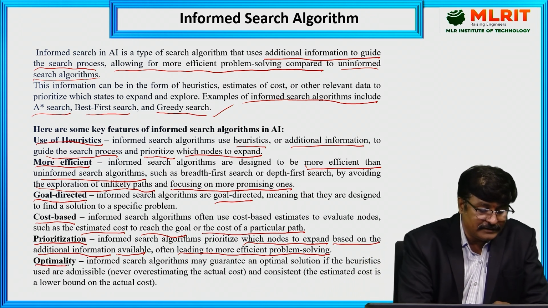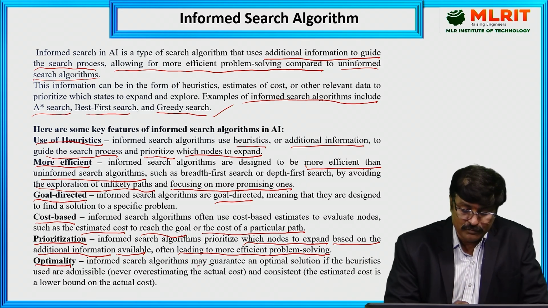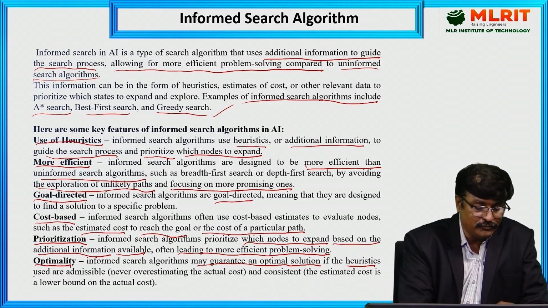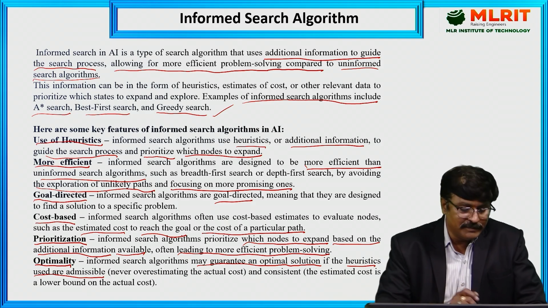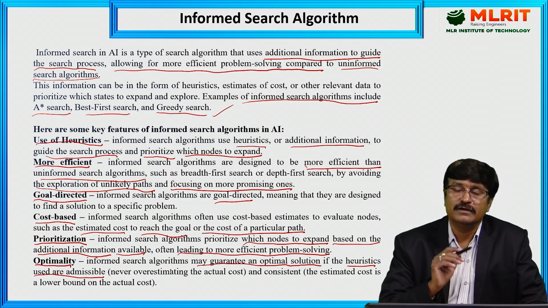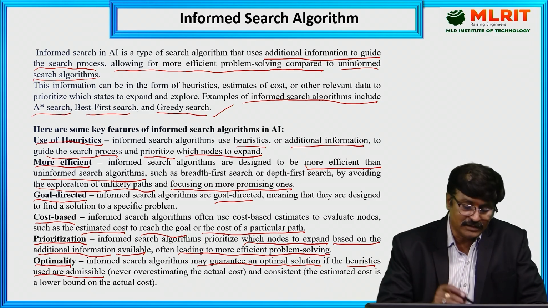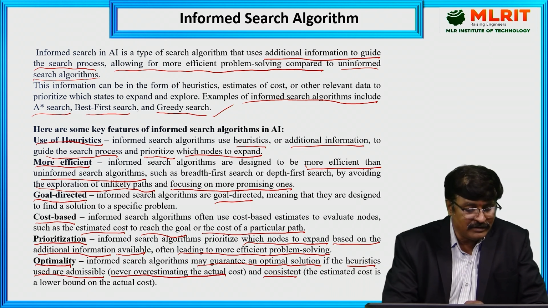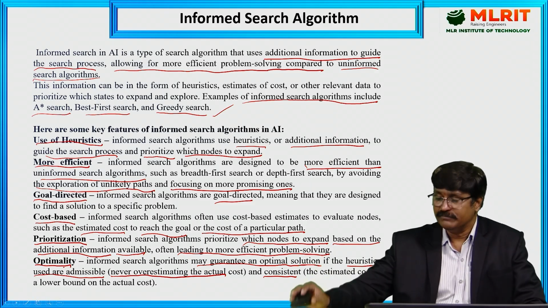Then optimality is another important feature. This is definitely getting the optimal solution. It may guarantee an optimal solution if the heuristics used are admissible within the limits. Admissible means the estimated cost should be less than or equal to the actual cost. That is the admissible parameter. And if it is consistent, then you will get the optimal solution. So optimality is another key feature here. You will definitely get the optimal solution in these cases.